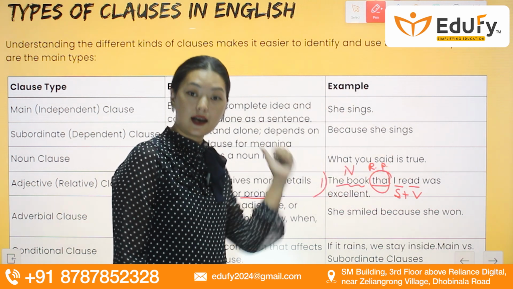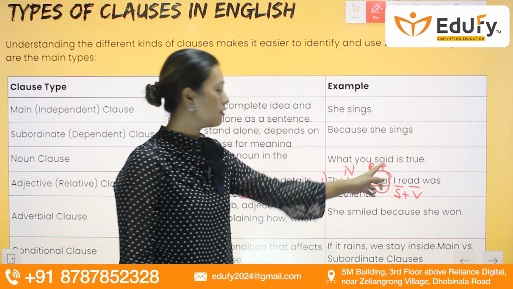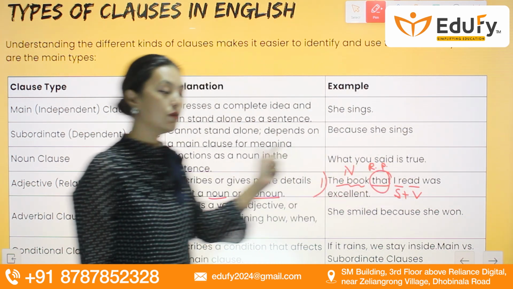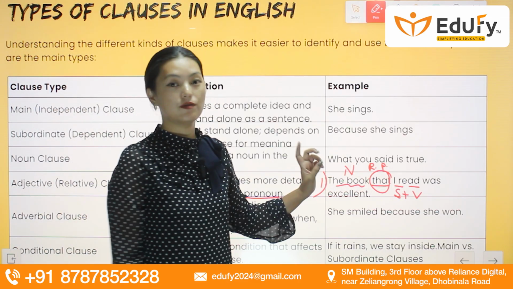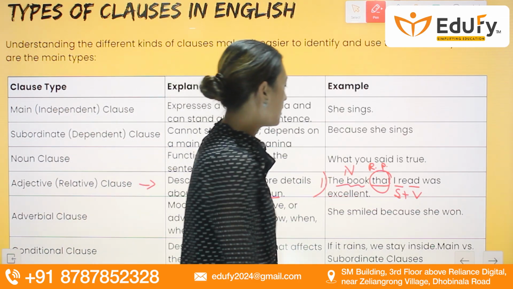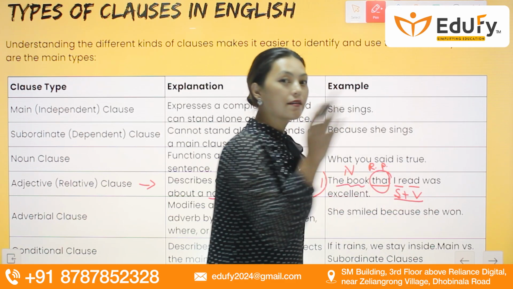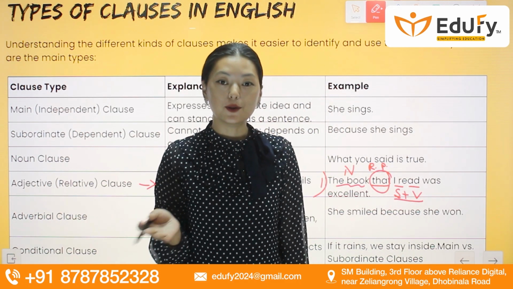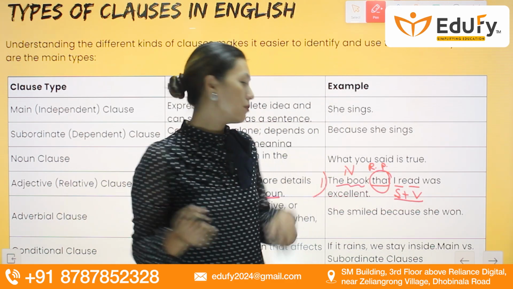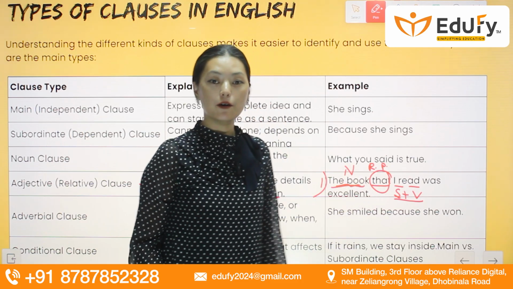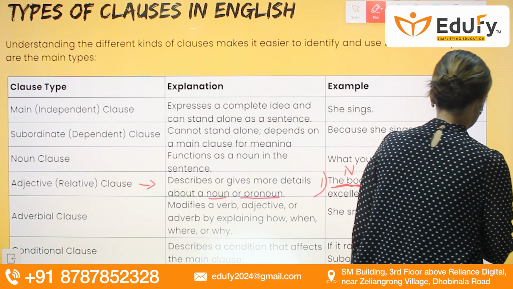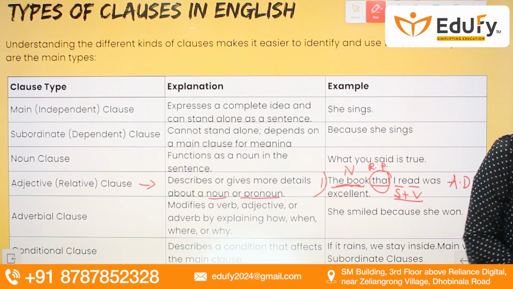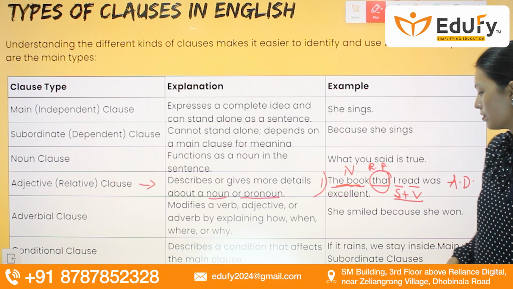The book that I read. So the relative pronoun is there. So therefore, what do we say? We call it a relative clause as well because of the existence of this relative pronoun. But here when you look at I read, what did I read? The book, right? So I read is giving you more information about the noun. So therefore, it functions as an adjective. That is why this is known as an adjective clause. Now let's move on to the next one.